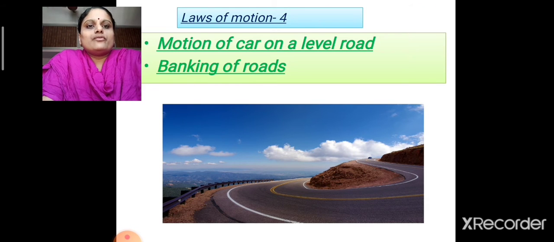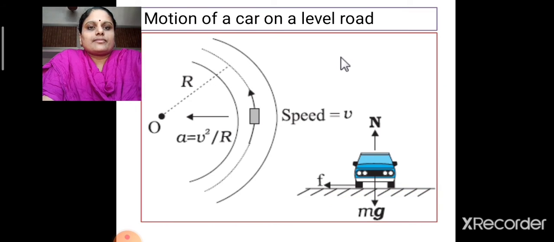In this module, we will be discussing the motion of a car on a level road and the banking of roads. From this figure, you can see that whenever an object is moving through a circular path, the centripetal force, which is mv square by r, is required to move through this curved road. The centripetal force will help us from skidding or moving out of the track.